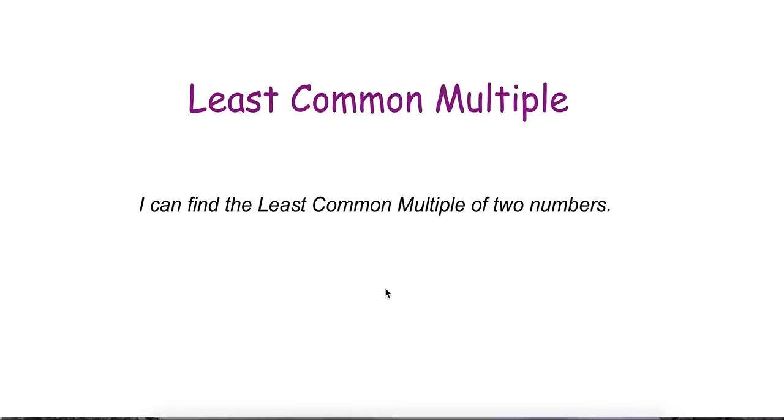Least common multiple. I can find the least common multiple of two numbers. So we need to review. What's a factor? You probably remember the one word, and I want you to write that down, facts. It's just two numbers multiplied together, or it's the facts.